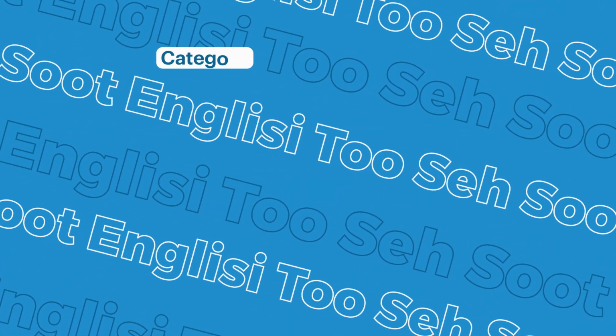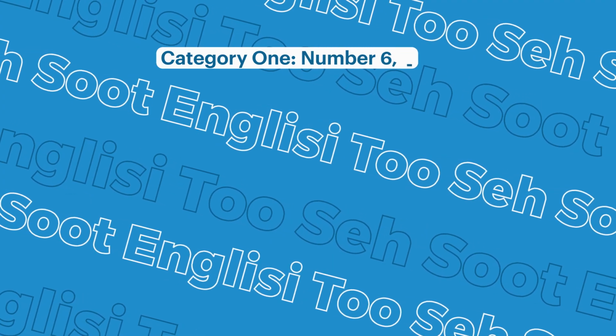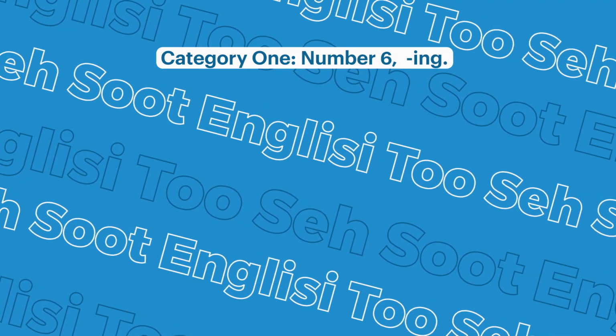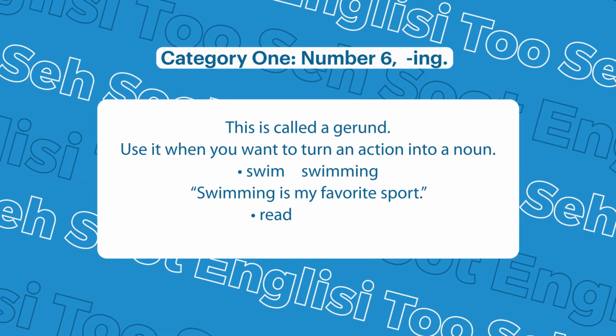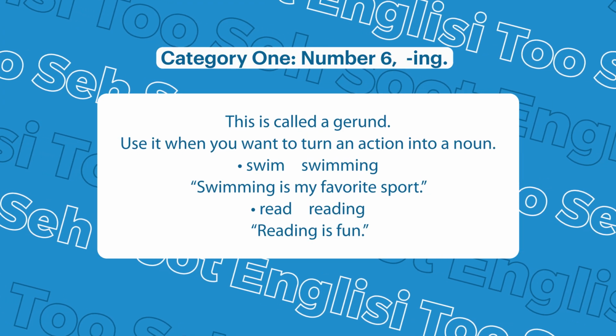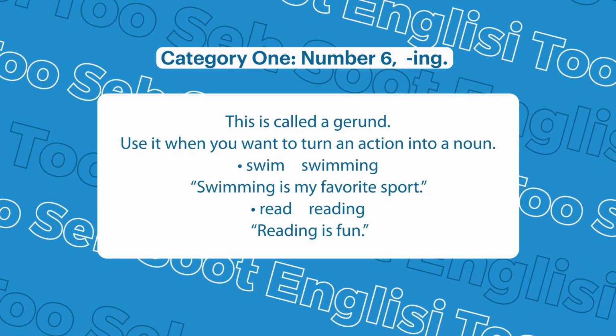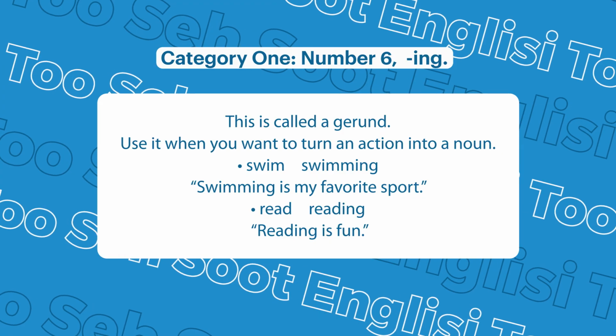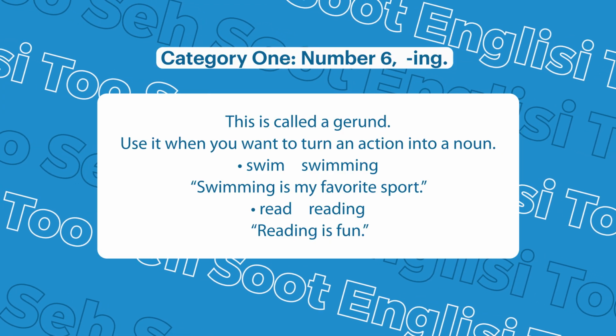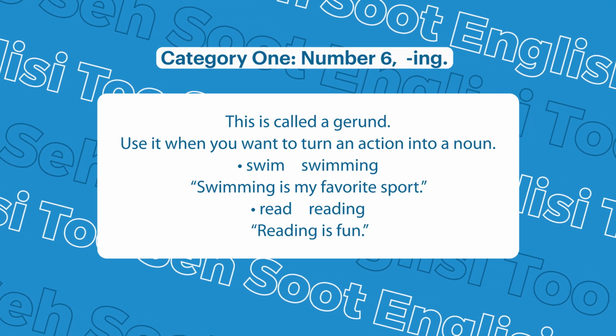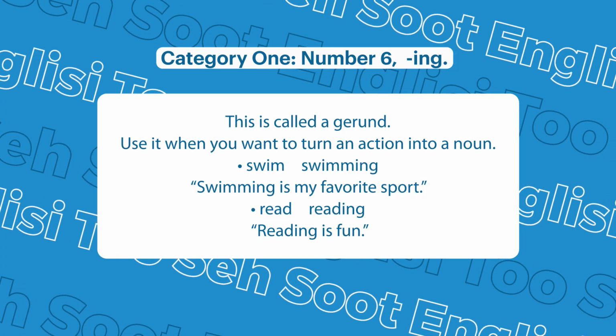Number 6, last but not least for making nouns from verbs is ing. This is called a gerund. Use it when you want to turn an action into a noun. For example, swim becomes swimming. Swimming is my favorite sport. Read becomes reading. Reading is fun.